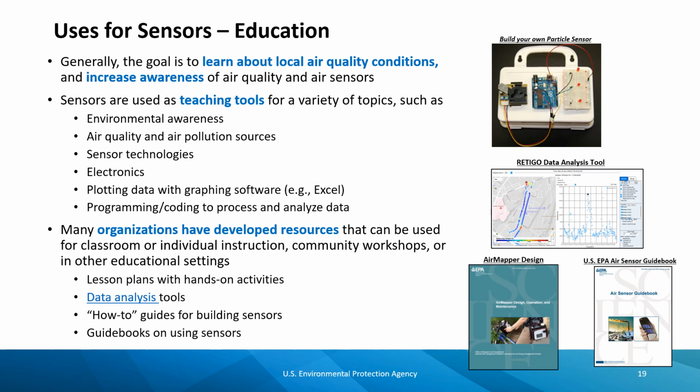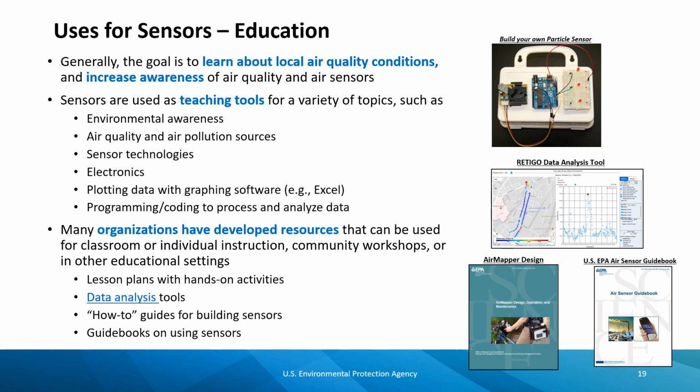An example of the spatial temporal variability application category is the use of sensors in education. This application helps people learn about air quality and increases awareness about air quality and sensors by looking at changes in pollutant concentrations within a given area or over time.